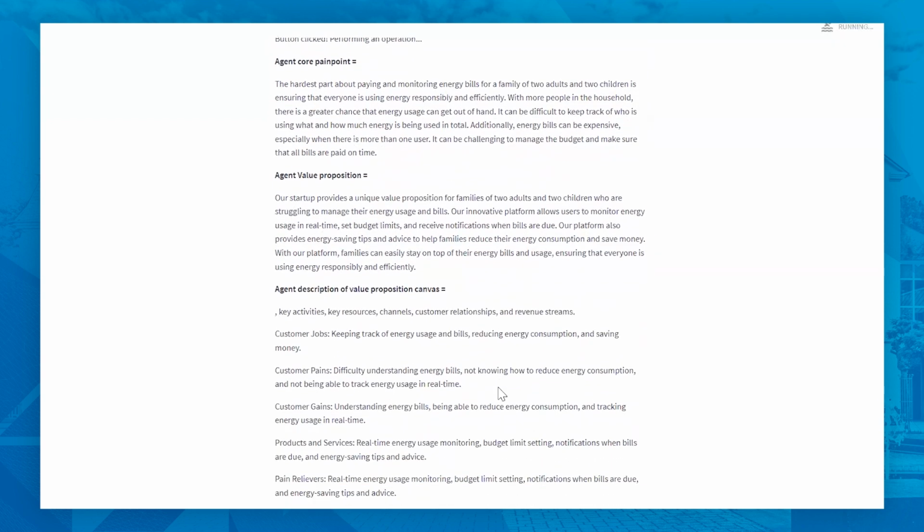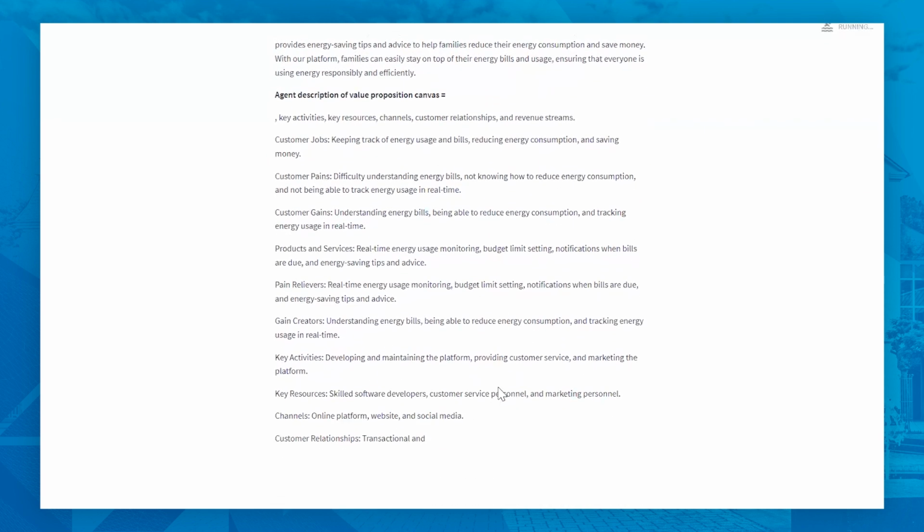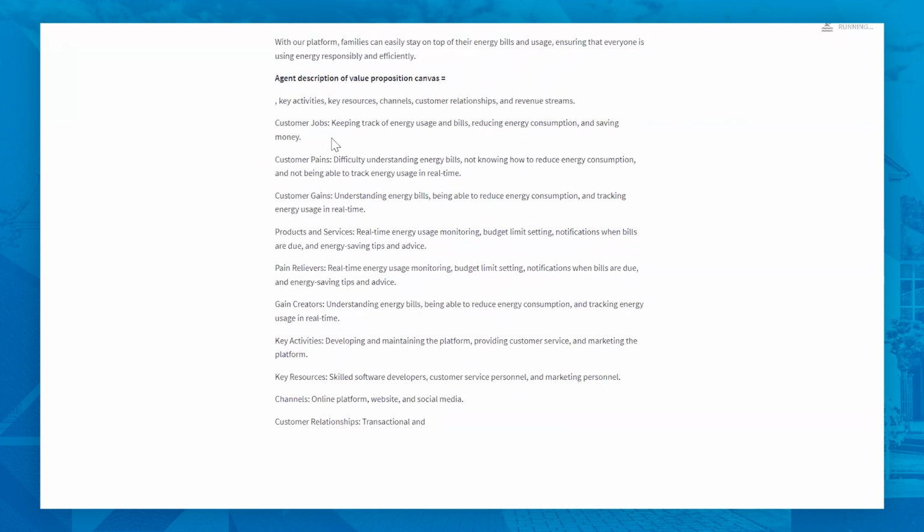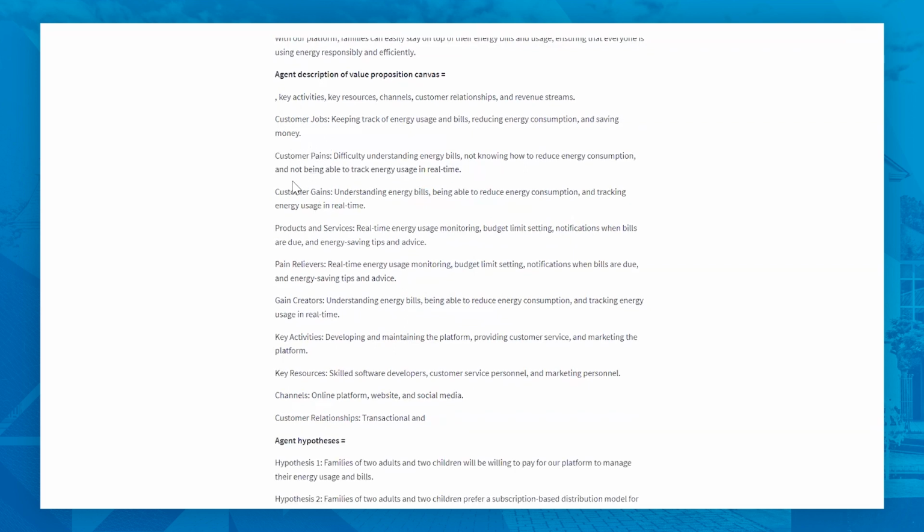Then it automatically generates the value proposition canvas. So if you want to do the startup, what are your customer jobs? What are your customer pains? What are your customer gains?